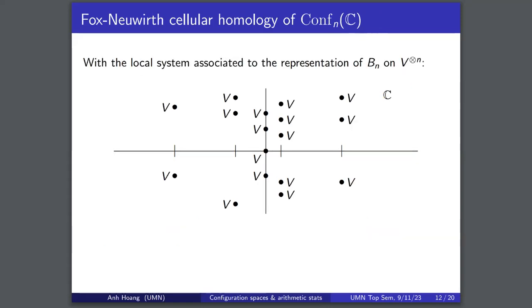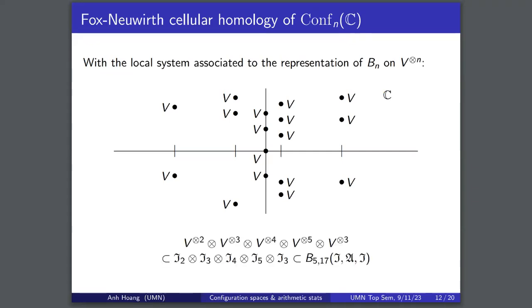And so if we decorate it with something, what if we look at local systems? The way I like to think about this is that if you look at the representation of B_n on the n-fold tensor of a braided vector space V, you can think of it as decorating each of the points with a copy of V. Then observe that in each of the columns you have a certain number of copies of V. So the first one is V tensor 2, the next one is V tensor 3, and so on.